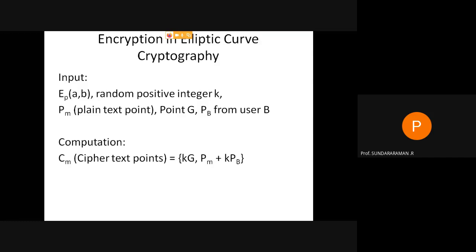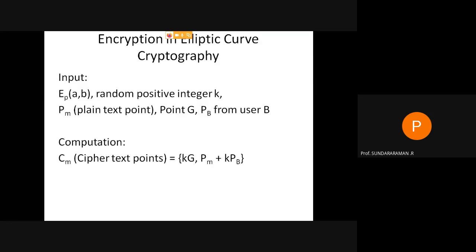And k is the random positive integer which is chosen by the user A. Actually, k is a random positive integer used by only user A. Just imagine that user A and user B are involved in the secret communication using elliptic curve cryptography. So I am considering only two users and I am explaining this algorithm to you.